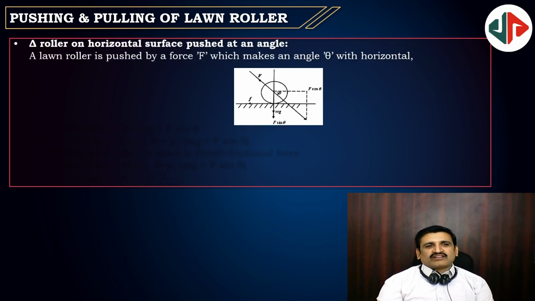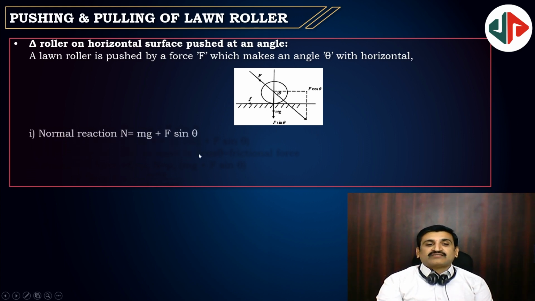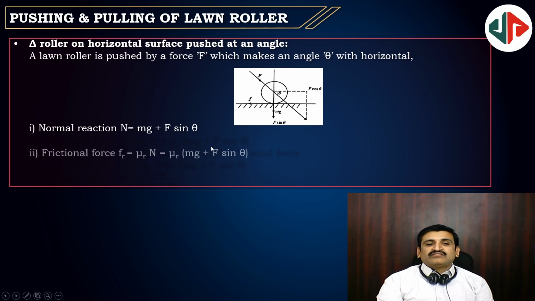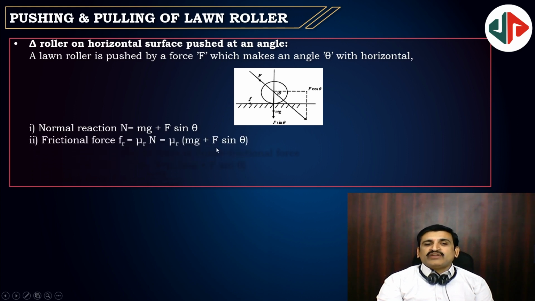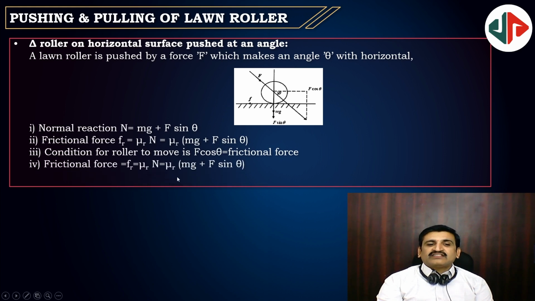A roller on a horizontal surface pushed at an angle, then one of the components will act downwards and the normal reaction force will be increased. N equal to mg plus f sin theta. Obviously friction force is equal to mu into mg plus f sin theta. If it is pulled, then mu into mg minus f sin theta will come to act.